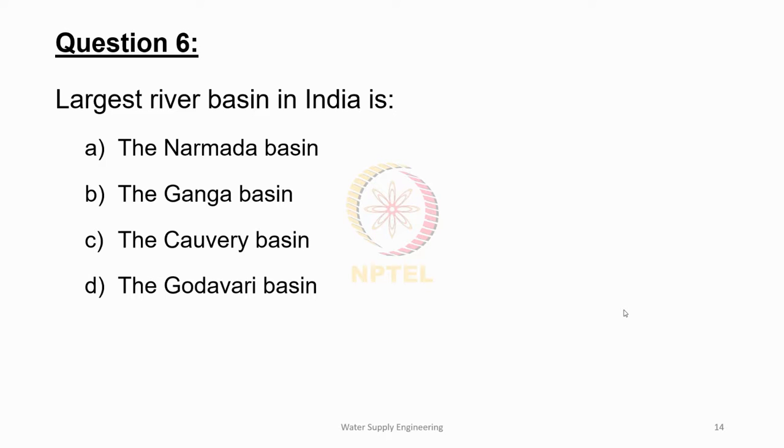Question number 6. Largest river basin in India is option A, Narmada Basin, option B, Ganga Basin, option C, Kaveri Basin, option D, Godavari Basin. Which is the largest river basin in India? Is it Narmada Basin, Ganga Basin, Kaveri Basin, or Godavari Basin?